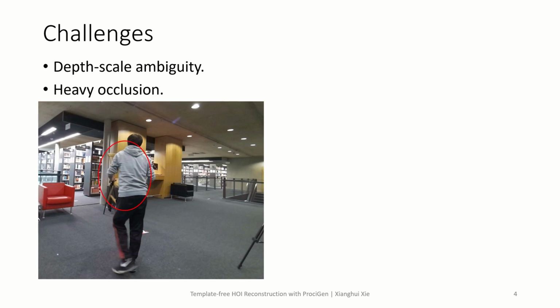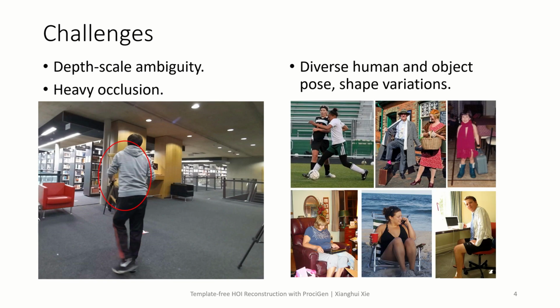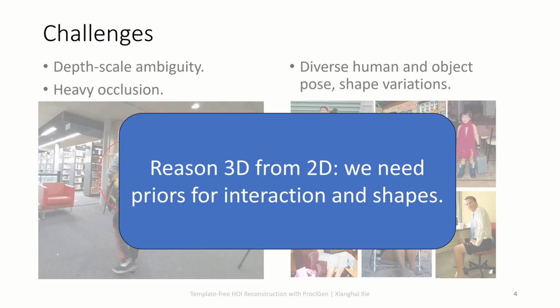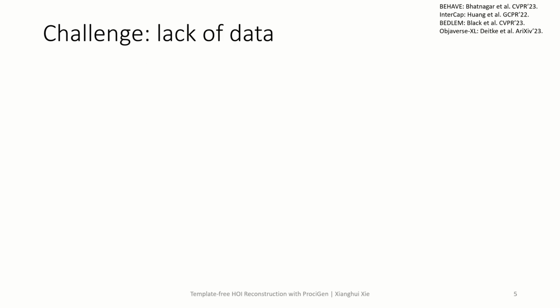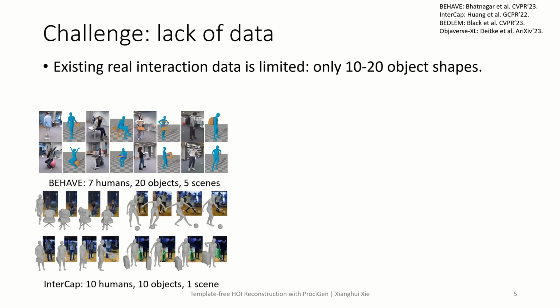Without template, it's even more challenging due to diverse human and object pose shape variations. To reason 3D from 2D, we need strong priors for interaction and shapes. However, learning strong priors is limited by existing interaction datasets.